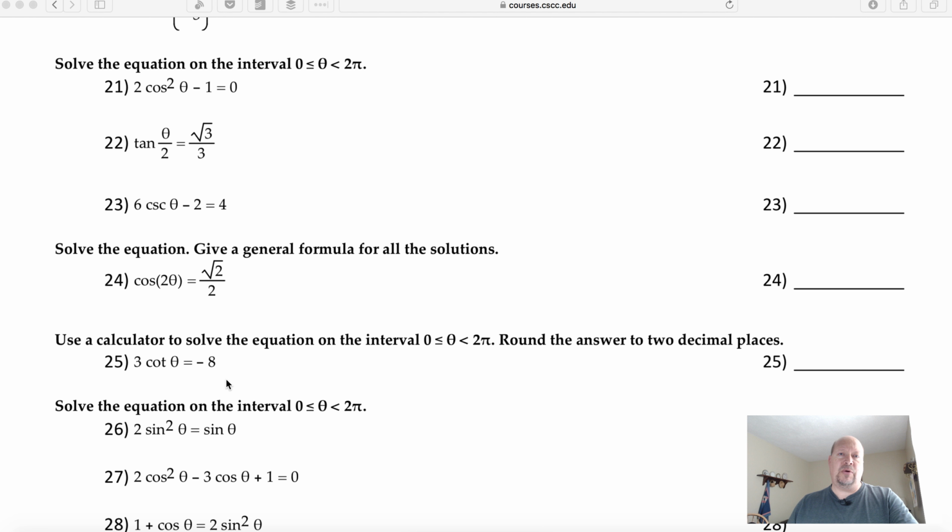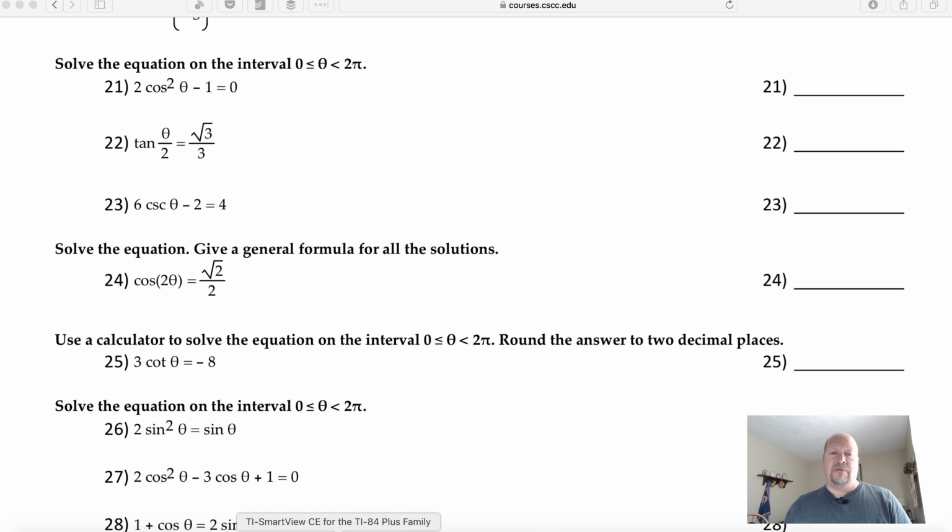So you have to remember that whenever you're solving an equation using the calculator, you basically set it up to input the left-hand side of the equation, in this case 3 cotangent theta, into the graphing portion of the calculator, like under y1, and then the other side of the equation in one of the other equations, like y2. And you're basically looking for the intersection of those two equations. It's going to put the graph of 3 cotangent theta up, and then the graph of the horizontal line -8, and then you're going to look for the intersection of those two graphs.